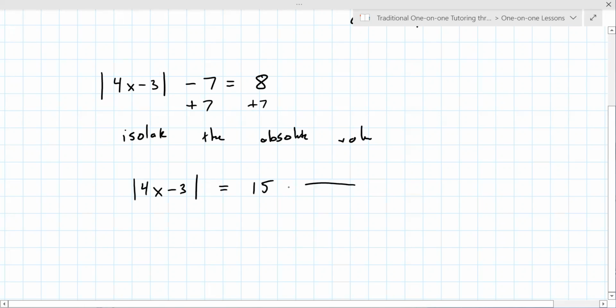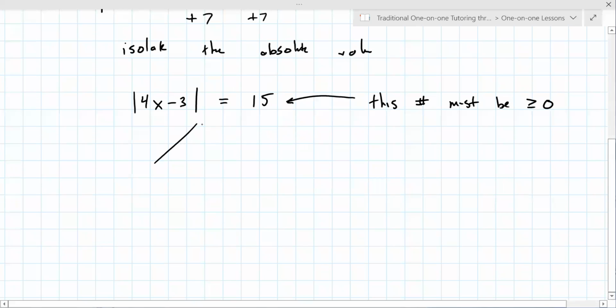Now what's really important here is that this number, when you solve for the absolute value, must be greater than or equal to 0. We'll look at an exception at some point, but the absolute value can only equal 0 or positive numbers. So from yesterday, you now write 4x minus 3, exactly what this is, equals 15, and then 4x minus 3 equals minus 15.